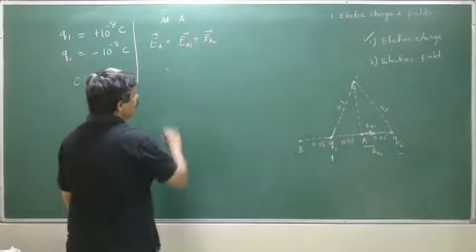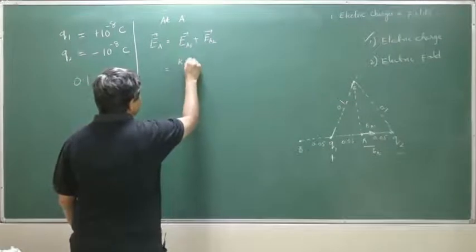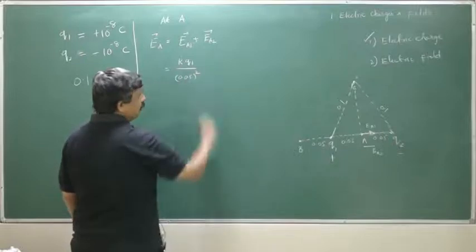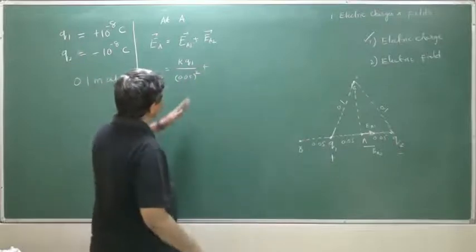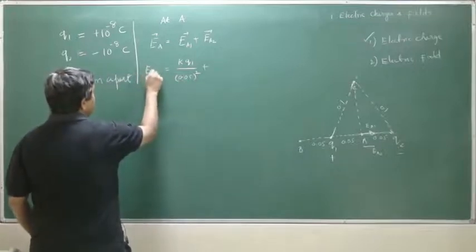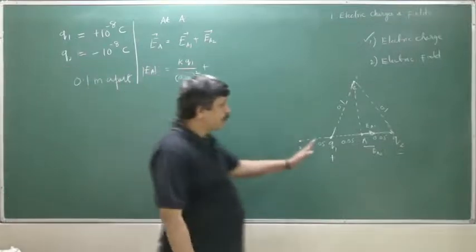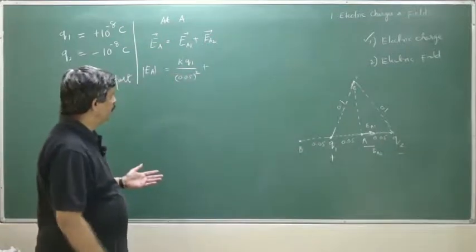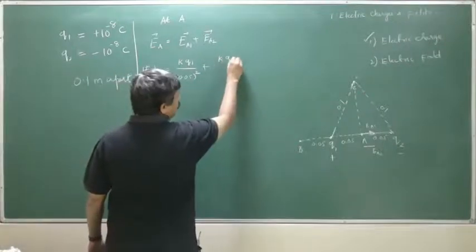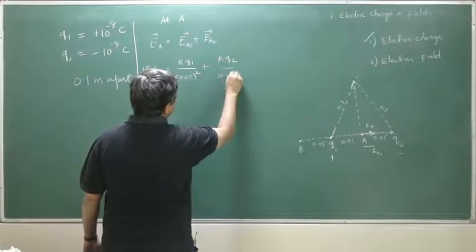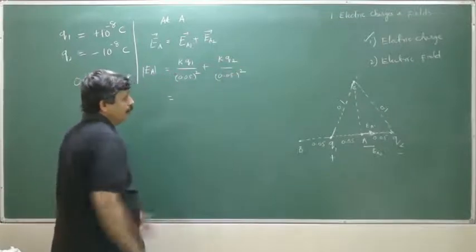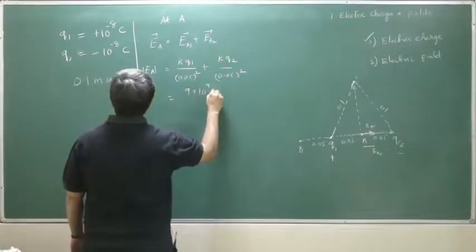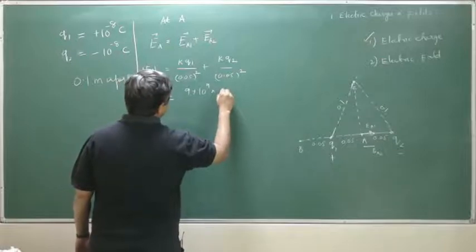EA1 is nothing but K into Q1 divided by 0.05 square, plus. So, we have to now algebraically add. I am going to put it as EA magnitude. Both are in the same direction, so we can simply add them. We do not need a vector to add that now. So, plus K Q2 divided by 0.05 square. They both are exactly the same values. K is 9 into 10 power 9 and Q is 10 power minus 8.